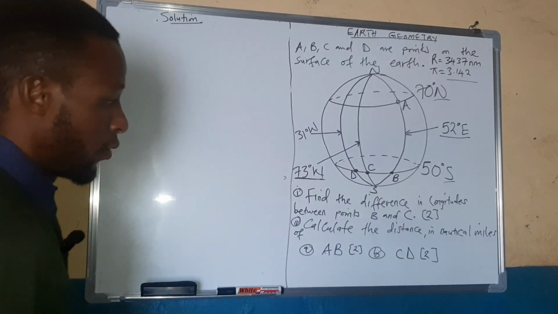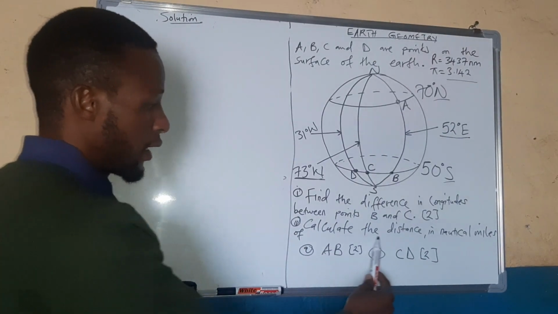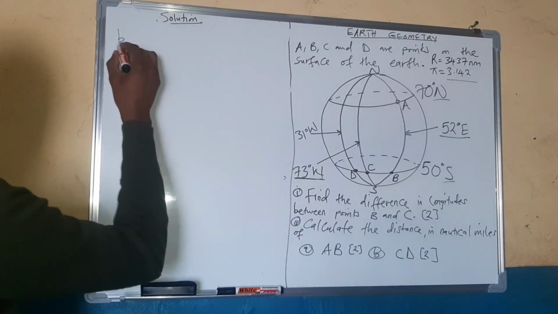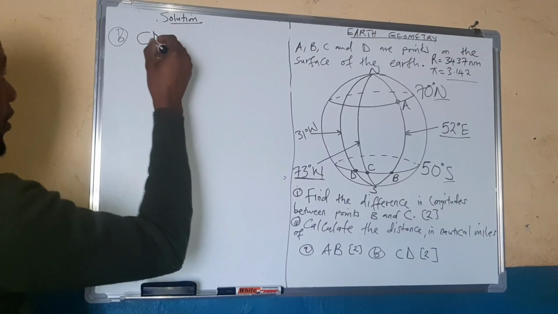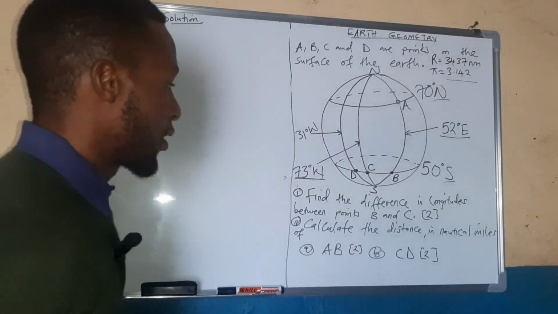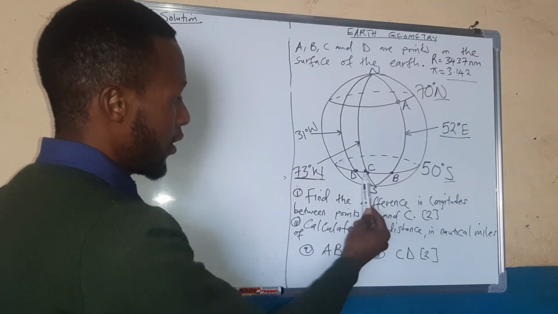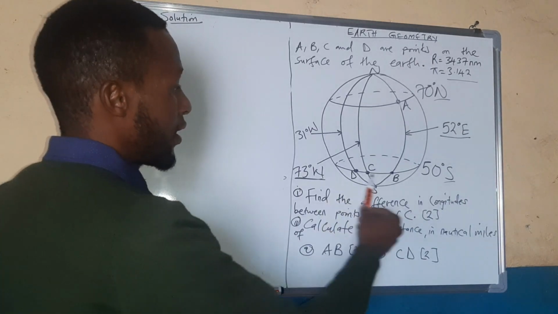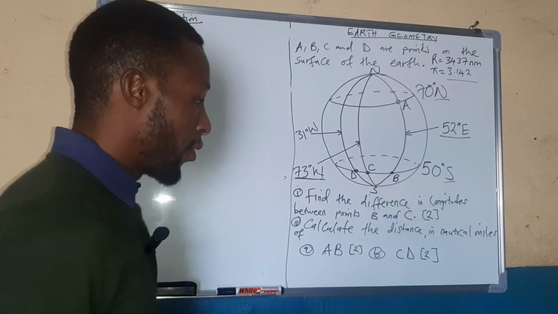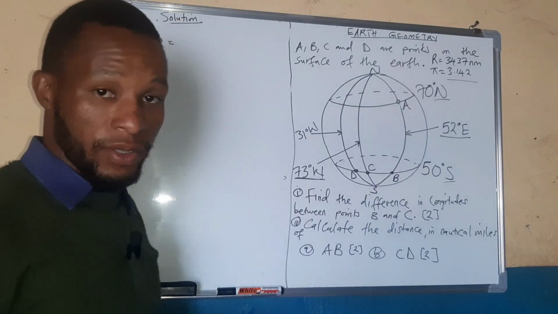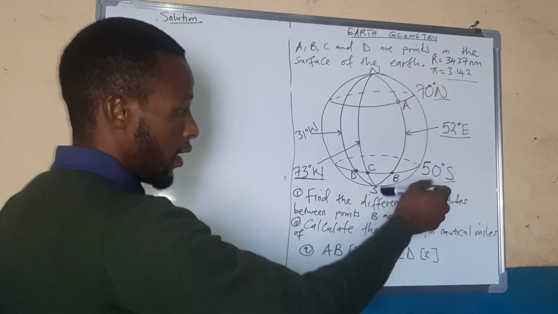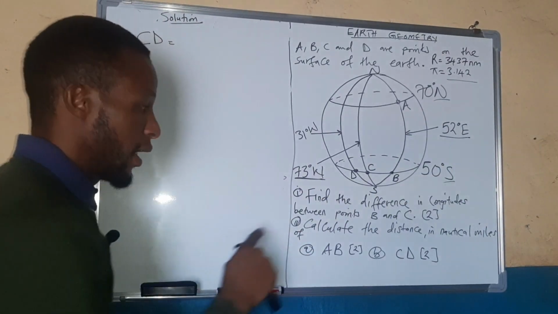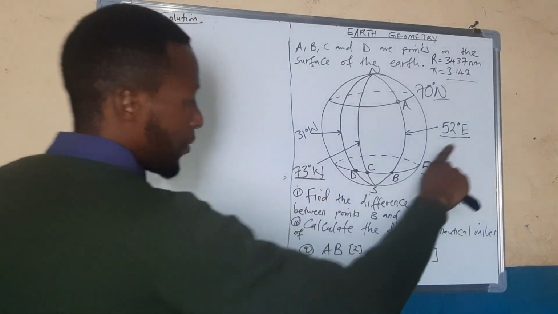Okay, we go to calculating the distance in nautical miles of CD. Okay, so we've been given CD. Let us check CD. When you look at where C and D are seated, they are in the same latitude. So now we are not calculating distance in longitudes. It is different from this. We're calculating distance along the latitude, because C and D are in the same latitude.